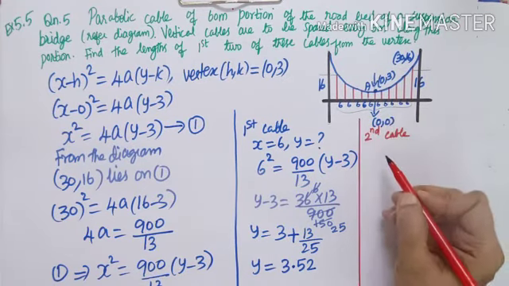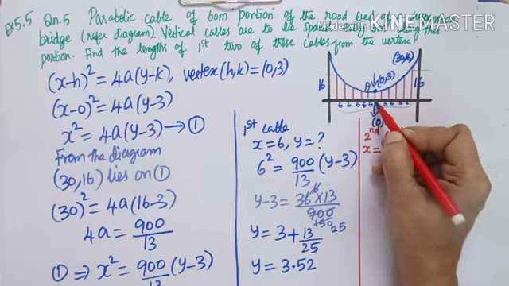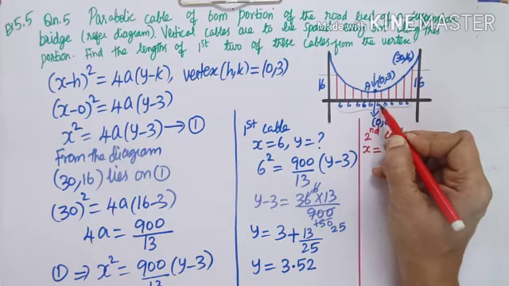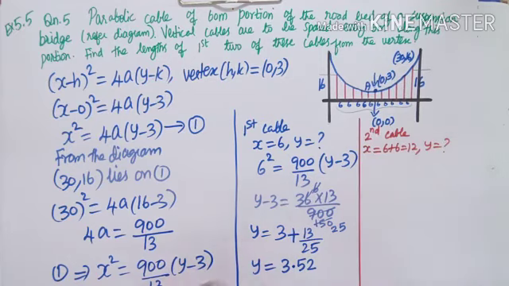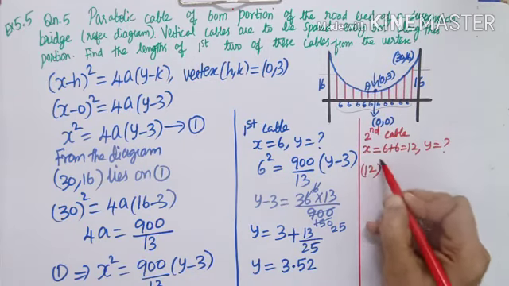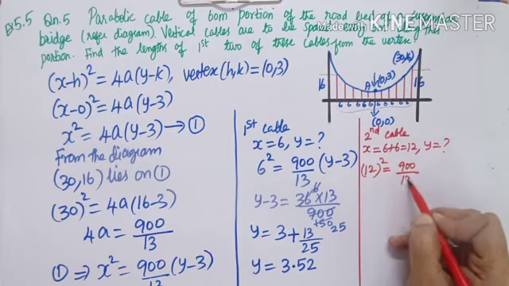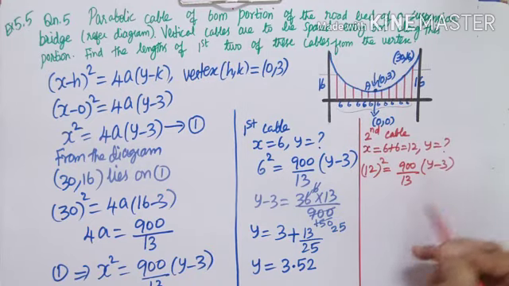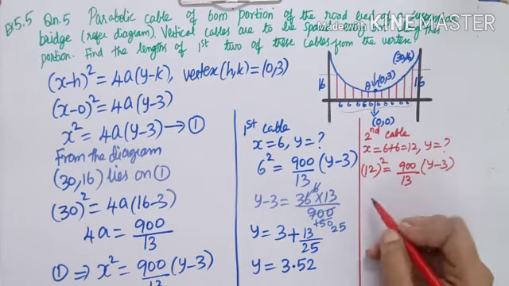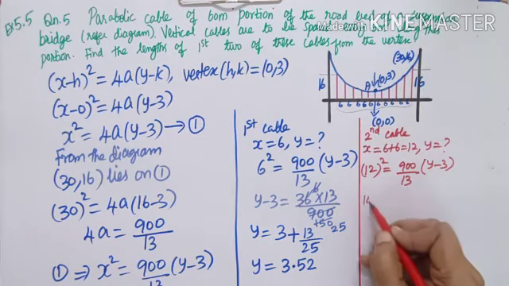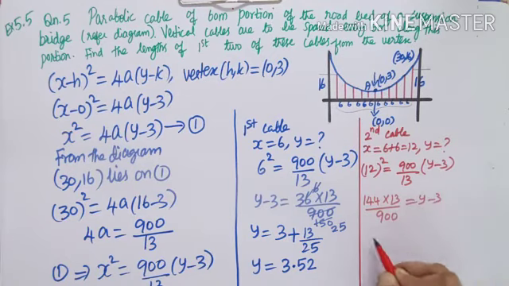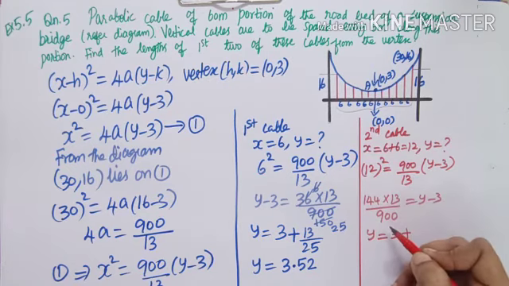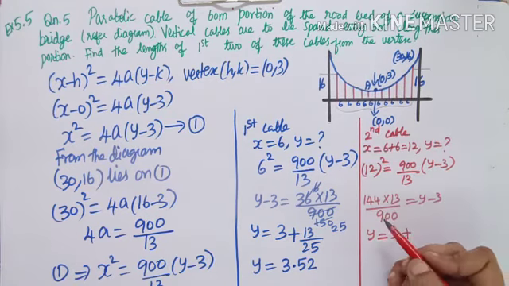For the second cable, x is equal to first cable 6, second cable 6 plus 6, that is 12. And what is y? The same equation, let us substitute. 12 square equals 900 by 13 into y minus 3. Again rearrange and simplify the answer. So 144 into 13 divided by 900 is y minus 3, or y is equal to 3 plus. We can cancel with 12, simplify the answer.